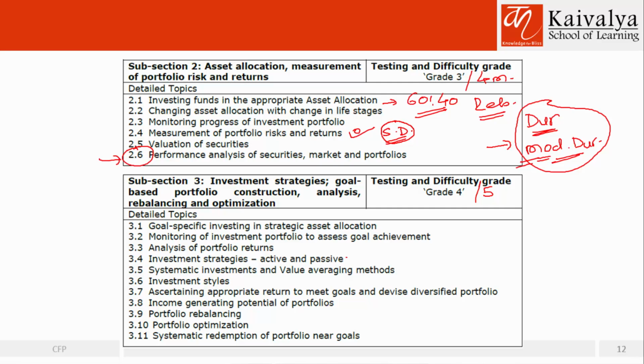So it can be active investment strategy, passive investment strategy. From this I have seen that you have got theory more often, but the topic lies here. Now investment styles, different allocations, portfolio rebalancing, once again it is here. Portfolio optimization is a very important topic. Systematic redemption or say SWP related things have not been asked much, but yes, we need to go through all these things. It is really very important in our examination.